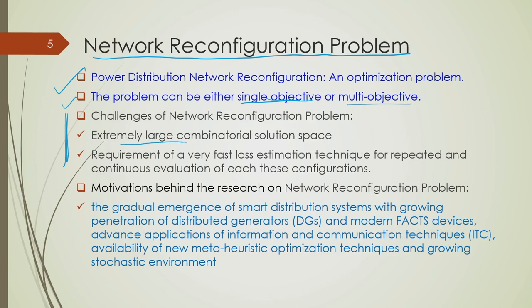It is an example of an extremely large combinatorial problem, where suppose we have a distribution network having 10 or 11 normally closed switches and 5 or 6 normally open switches. Now, determining the optimal combination of switching status, so as to achieve a certain goal or goals, is a kind of combinatorial optimization problem, and there might be a huge number of combinations. So, that is one of the complexities of solving this particular problem.